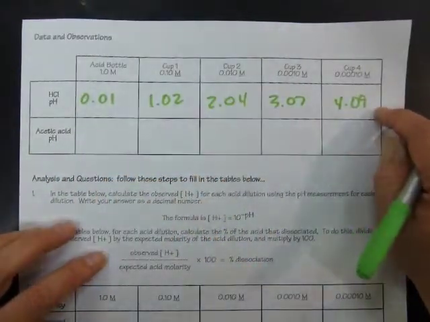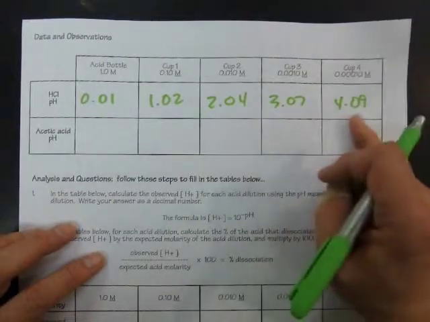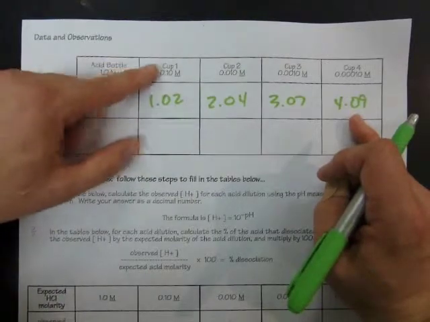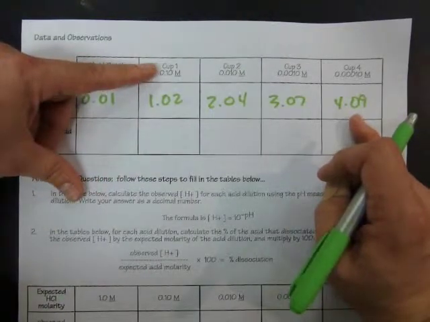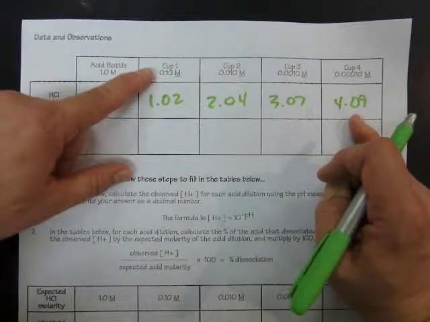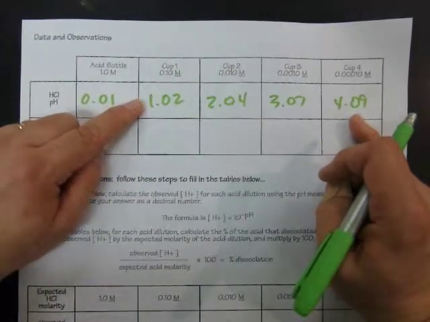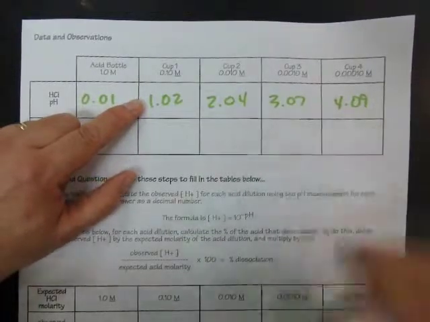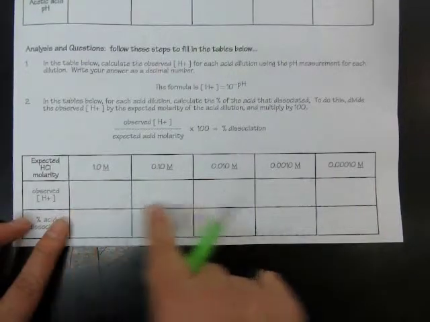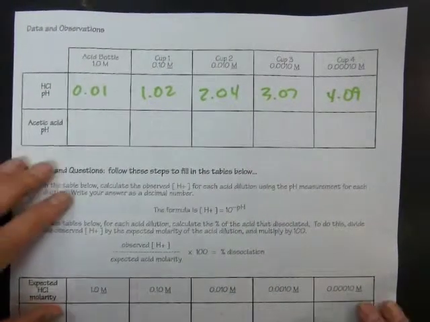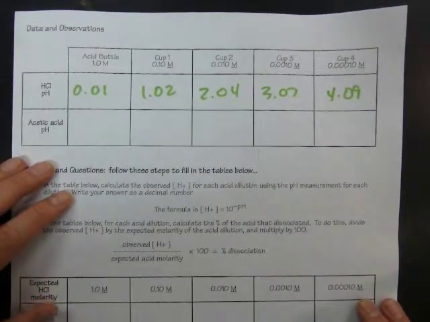Now what we want to do with these pH values is figure out the hydrogen ion concentration so that we can compare it to what it should be. If the concentration is supposed to be 0.10 moles per liter, then let's find out if that's what we actually got. Did the acid dissociate 100%? So down below, we'll do calculations to find the observed hydrogen ion concentration given the pH value, using the calculations that we practiced last week. And then we'll calculate the percent of the acid that actually dissociated.